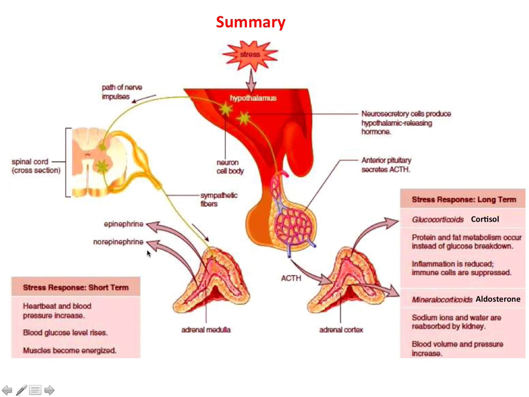And once the secretion of epinephrine and norepinephrine increases, the heartbeat and blood pressure increase, blood glucose level rises, and muscles become energized. So you may feel this condition when you are stressed, or when you are overstressed. So sometimes you can feel a quick heart rate or increased heart rate. So that's all about the adrenal gland.